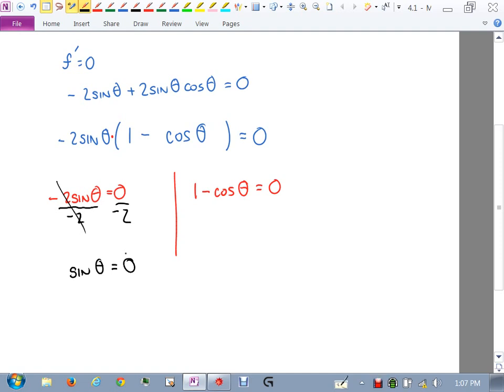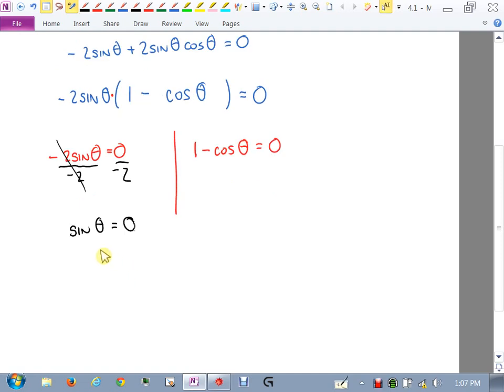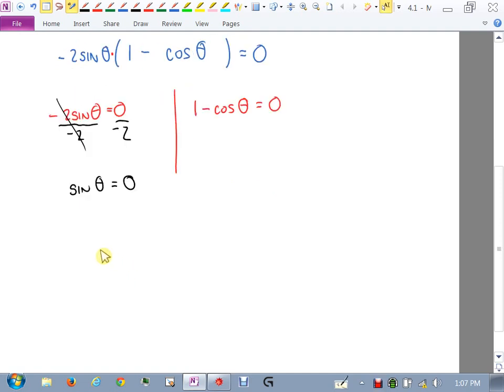And now you have to remember how to find the solutions of this. So what's the solution to that? When is sine of an angle 0? So I always go off the unit circle because I think it's the best way to look at trig functions.